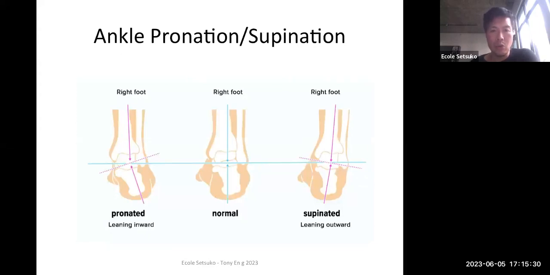And here we have pronation. It's more of a postural thing than an action. So pronation is where they lean more inside. This is normal. And then here you supinate, lean more outside. Okay, a good way to see how this person is distributing weight is looking at their shoes. Is it more worn out on the inside or more worn out on the outside?